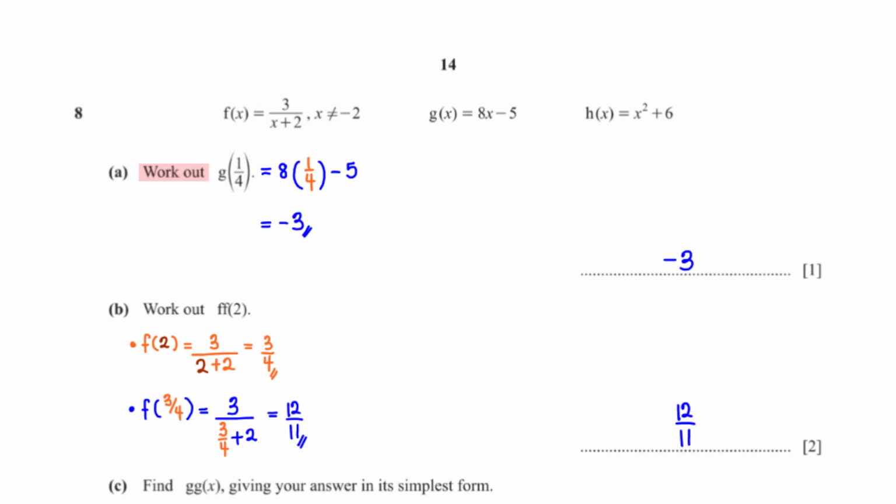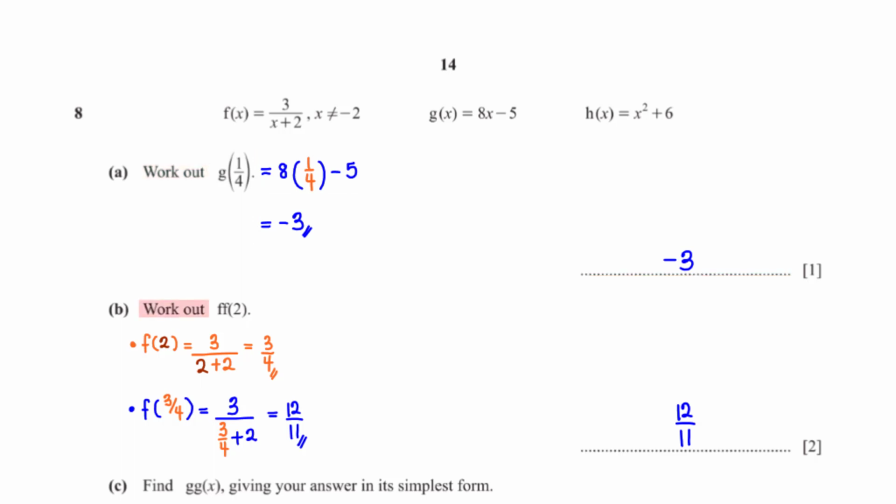Work out g of 1 over 4. To get g of 1 over 4, we replace x in g of x with 1 over 4. This gives us 8 times 1 over 4 minus 5, which is equal to -3.